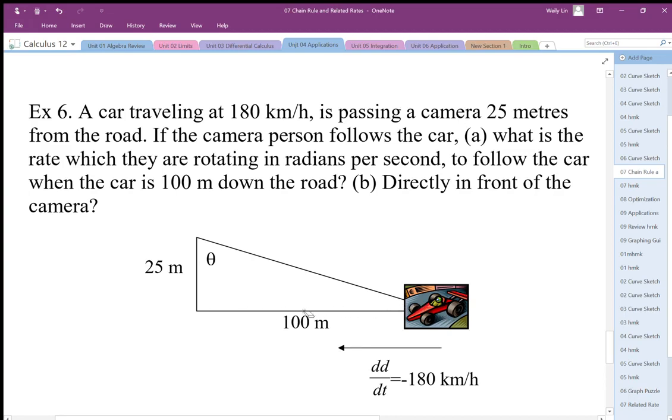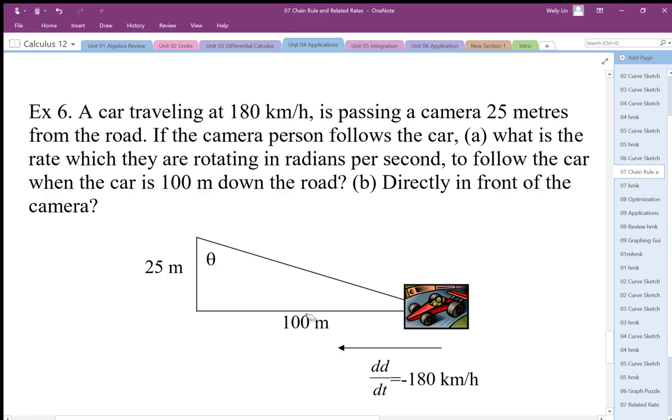And as he speeds by, you're going to rotate your head to follow. As he's really far away, you're not going to turn very quickly, but right in front of you, you're going to turn your head really quickly to try to follow that car. So we've been given the change in the distance over the change in time. You're given this length here. We want to know how fast the angle is changing when we know the rate of change of this.